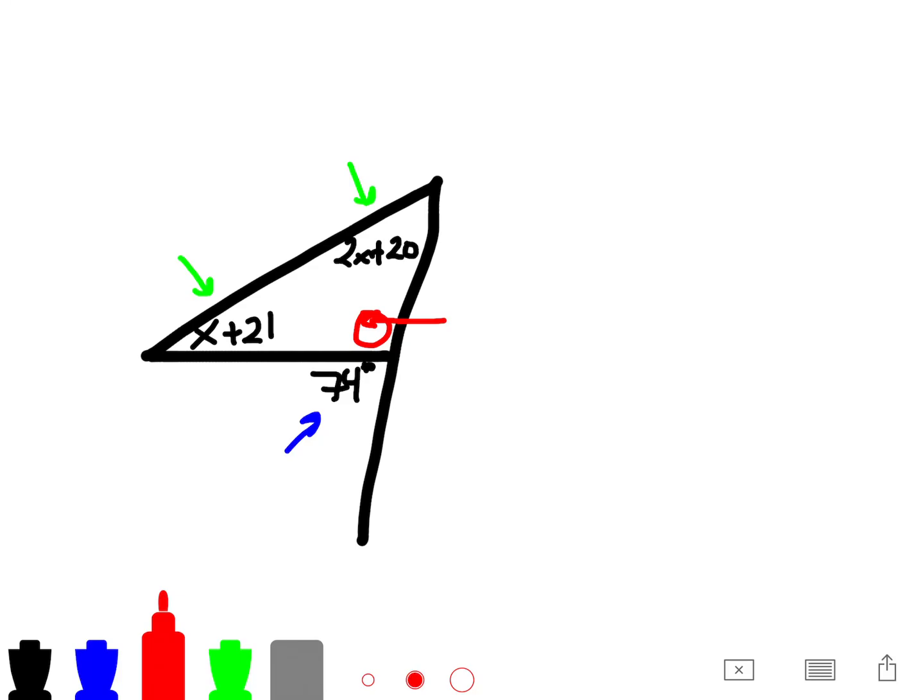Okay. Dad, I need to go potty. Okay. I'm going to finish this up really quick, and then we're going to go potty, okay?